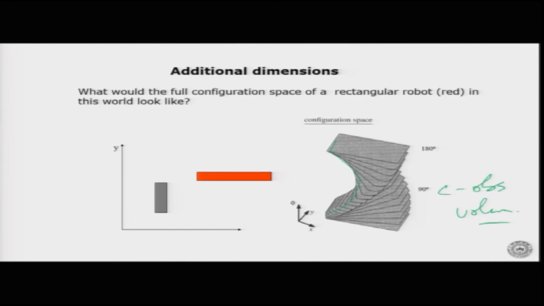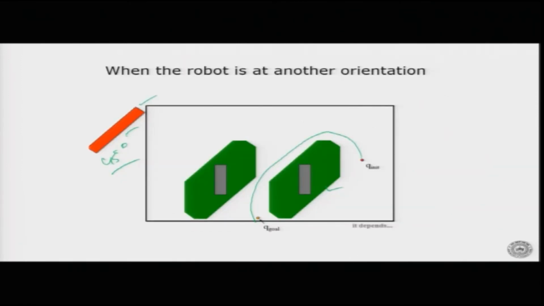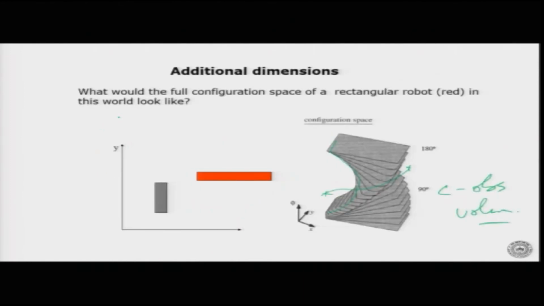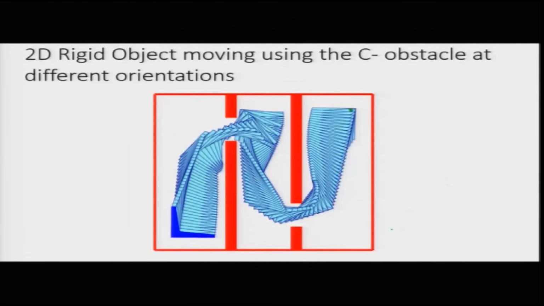So, this is my C obstacle volume in 3D, where for every theta we get a particular shape. Now, if I want to do path planning from some point to some other point, I have to find suitable ways by which I can go. This was an example of particular angles, but I can combine all those angles and get this shape. This is an example of a 2D rigid object moving using C obstacle at different orientations. This is the shape of the robot.